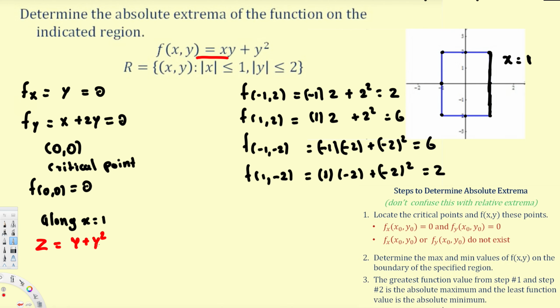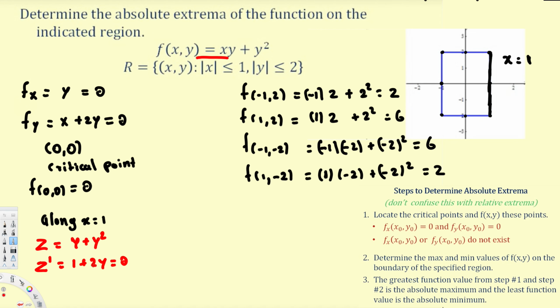Now for y plus y squared, we are going to use the previous calculus technique to find the values. If you remember, we take the first derivative and equate it to 0 to find the critical points. I'm going to use the same technique. If I take the first derivative of this function with respect to y, this is going to be just 1, and here we're going to have 2y, and I set this equal to 0.